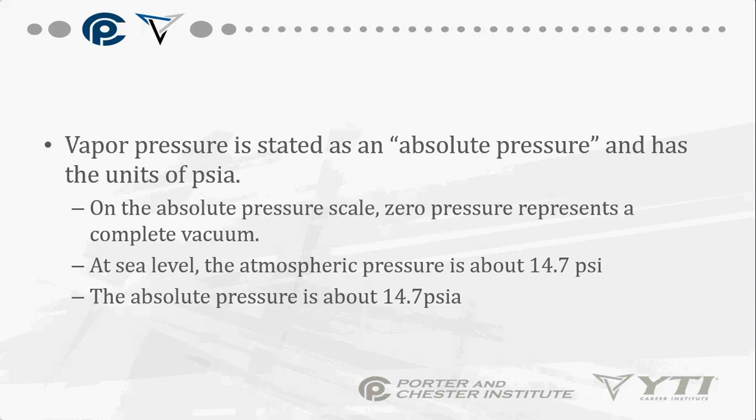At sea level, the atmospheric pressure is 14.7 PSI, so absolute pressure is about 14.7 psia. What I want you to know there is, because you may see it on a quiz, possibly tomorrow: at sea level, what is atmospheric pressure? Answer, 14.7 psi. So remember at least that number.